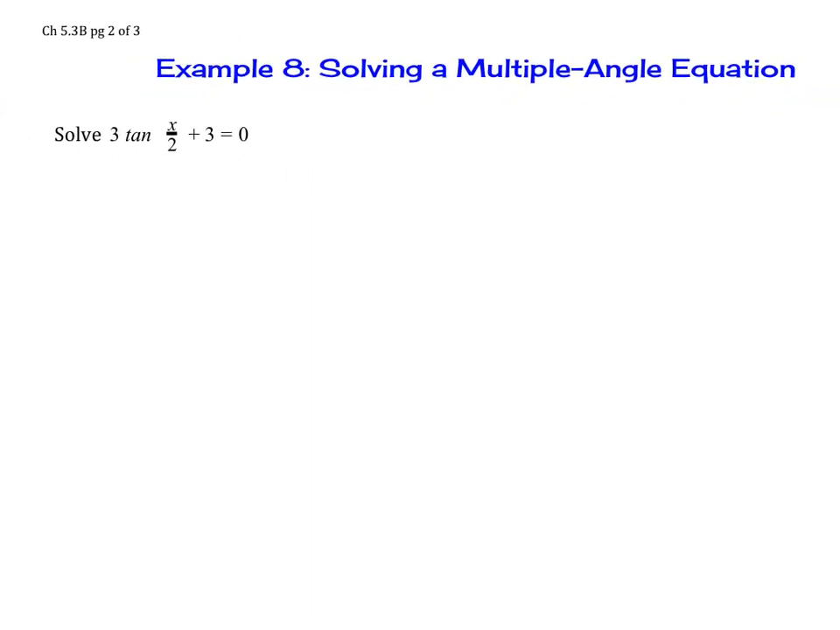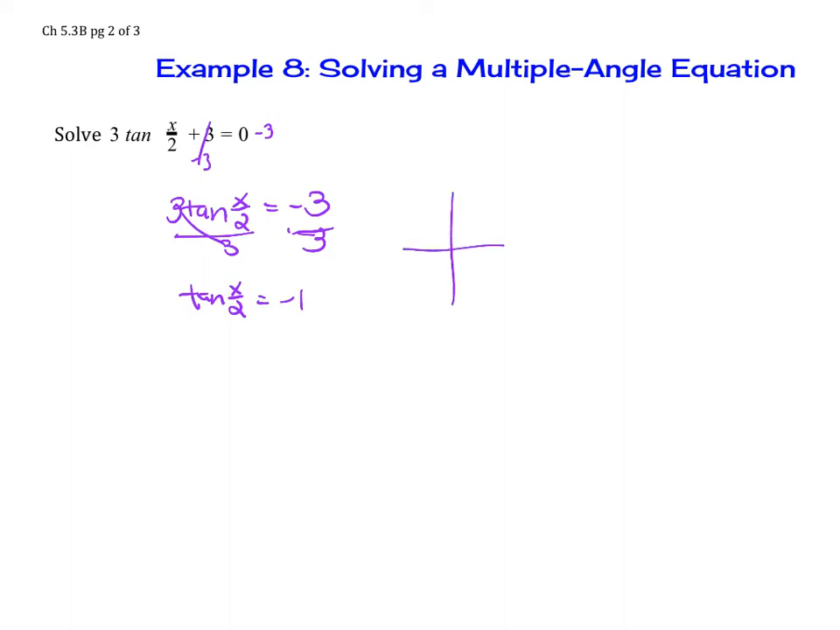So let's try solving 3 tangent of x over 2 plus 3 equals 0. Let's subtract 3 from both sides first. We get 3 tangent of x over 2 equals negative 3. Then we divide by 3, so tangent of x over 2 equals negative 1. Then we think about when tangent is negative. We need to think about that it has a period of pi, so we only need one.